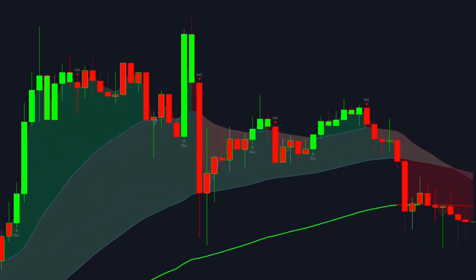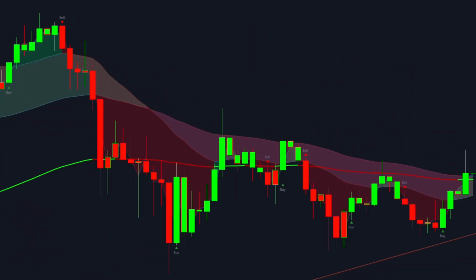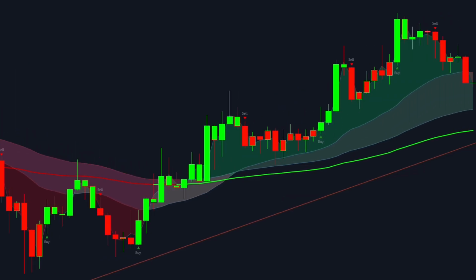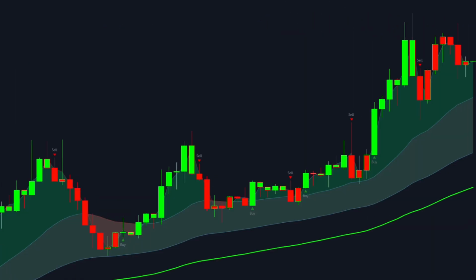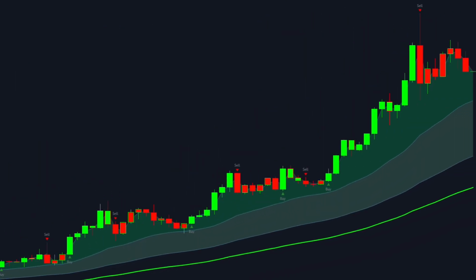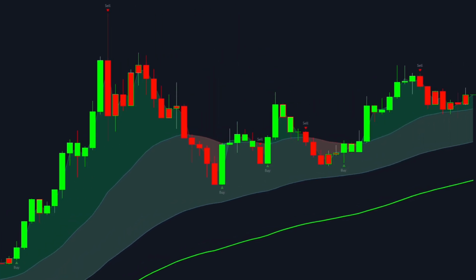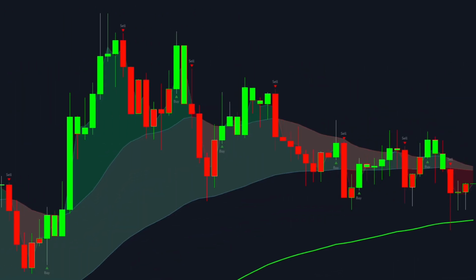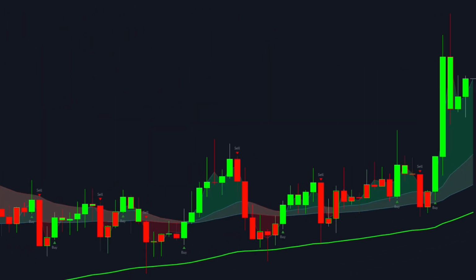Now, we realized some notable weaknesses with this indicator versus the free indicator. It gave out way more signals, which equals more false positives. Lower accuracy led to inconsistent profits, and it did not adapt well to market changes.